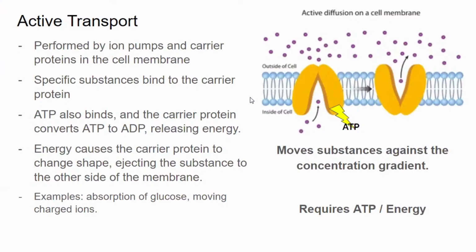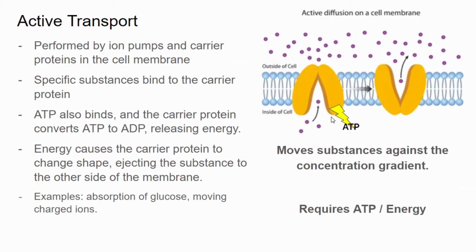Active transport is performed by ion pumps and carrier channels in the cell membrane. And as I said, only specific substances can bind to our carrier protein. Okay, so here on the right-hand side, we have our carrier protein. We have inside the cell on the bottom and outside of the cell at the top. And we can see that our little purple substances, our molecules that need to be transported, are able to enter and bind to our carrier protein.